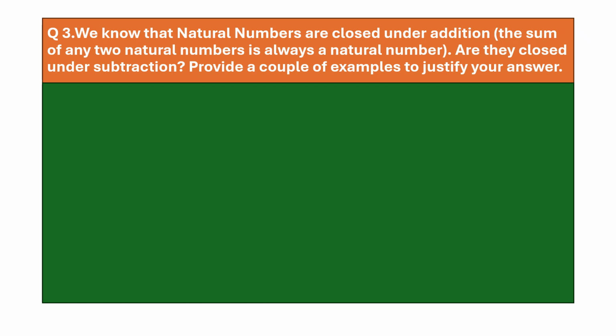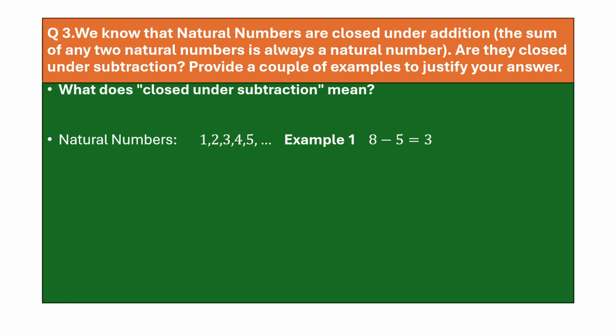Let's see question number 3. So we know that natural numbers are closed under addition. The sum of any 2 natural numbers is always a natural number. So are they closed under subtraction? You need to provide some examples to justify your answer. Now when we talk about the natural numbers, we know it is 1, 2, 3, 4, 5. For example, 8 minus 5 is 3.